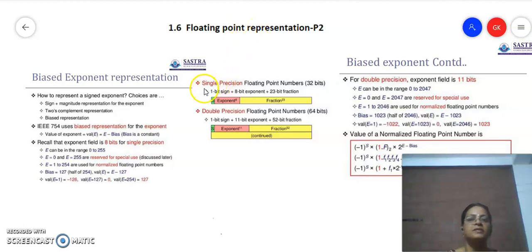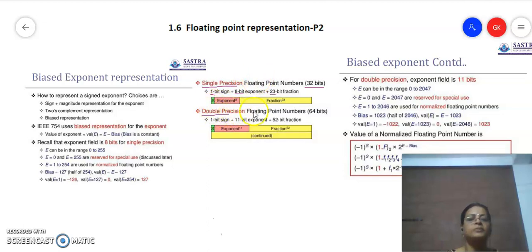into two categories. One is called single precision, and the other is called double precision. In single precision, floating point numbers take 32 bits, out of which 1 bit is reserved for the sign bit, 8 bits for the exponent, and 23 bits for the fraction. This is the format followed for single precision floating point numbers.